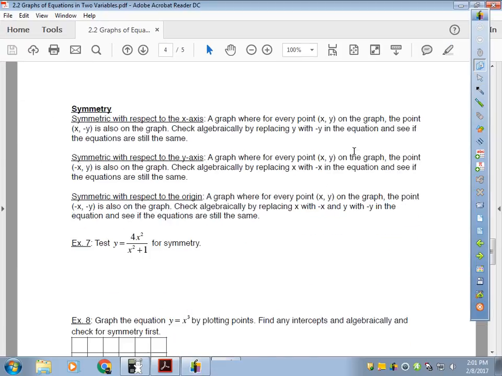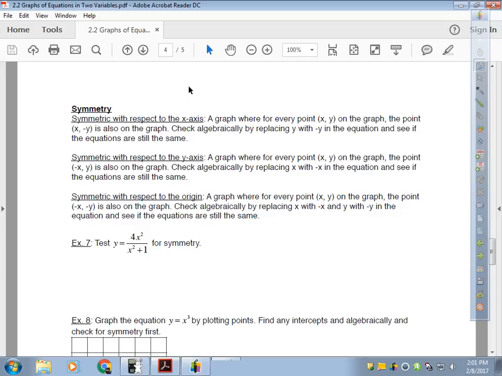Alright. The next thing we're going to look at is symmetry. Symmetry can be done two different ways. It can be done graphically or algebraically. Graphically, to find symmetry with respect to the x-axis, if you have a point x comma y, look for a point x comma negative y.